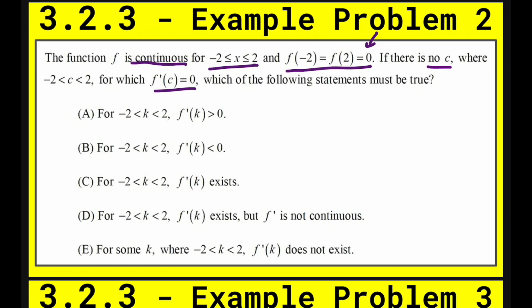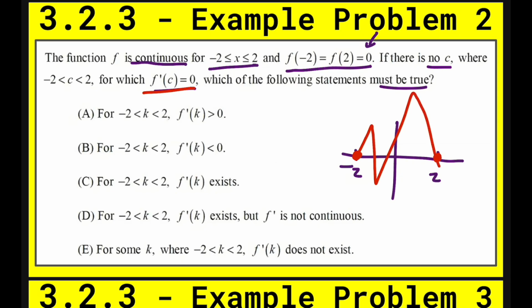Okay, so which of the following must be true? All right, so first of all, I'm going to graph some dummy graph of what this is. So it's -2 to 2, and they're both equal to 0. So this is equal to 0 here, this is equal to 0 here, and there's no point where the derivative is equal to 0. So I'm just going to make a graph that just has sharp turns and just looks like that. Again, it's just a dummy graph to kind of give us an idea.